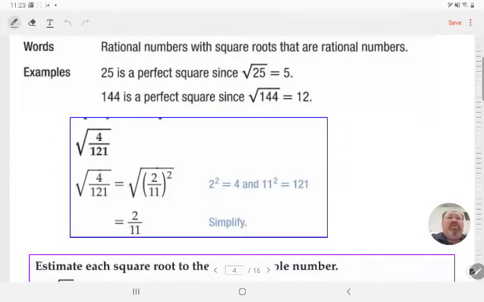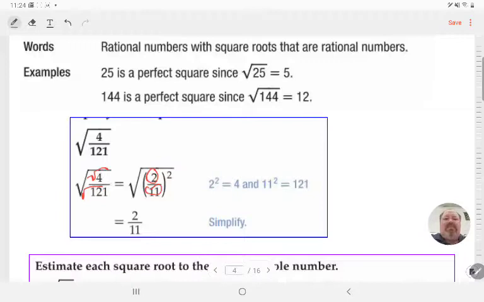Rational numbers include square roots that are rational numbers. So 25 is a perfect square since the square root of 25 equals 5, or 5 times 5. 144 is a perfect square since the square root of 144 is 12. 12 times 12 gives me 144. So I could look at that as a fraction. If I did the square root of 4 over 121, I can take the numerator and the denominator, break them down separately, and I know that 4 is a perfect square of 2. And I know that 121 is a perfect square of 11.